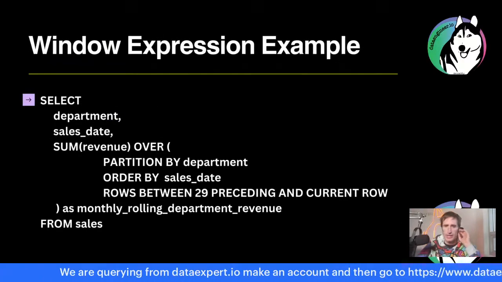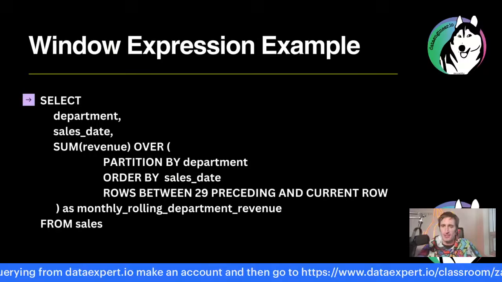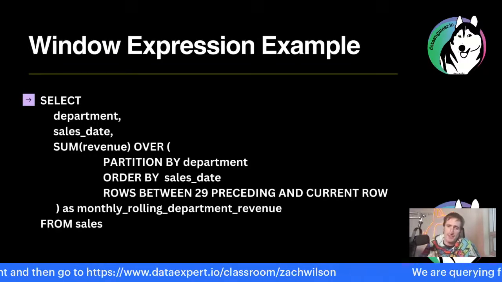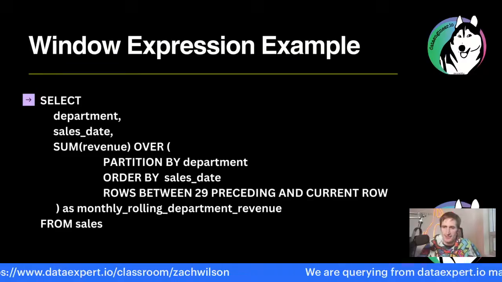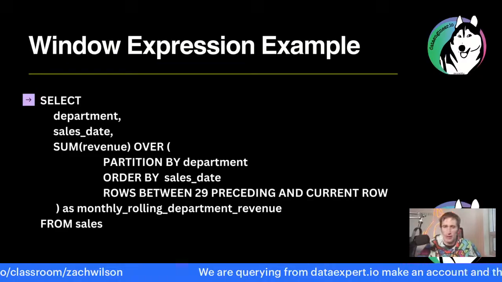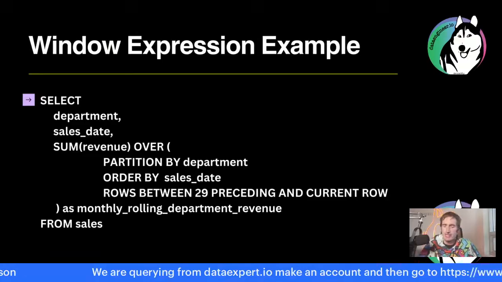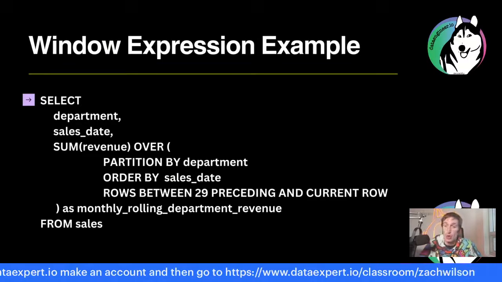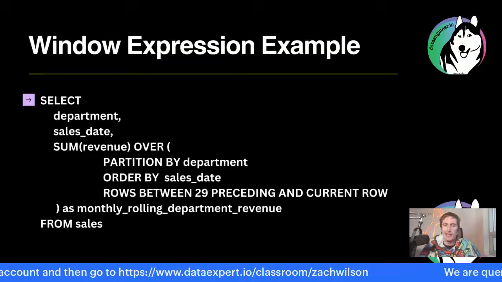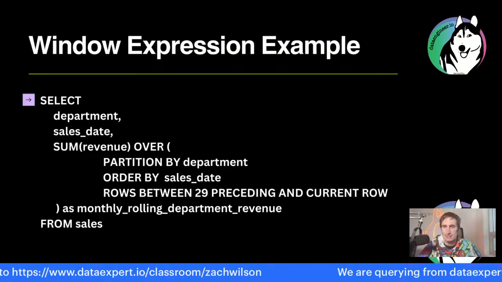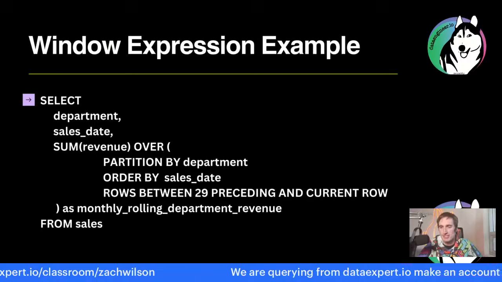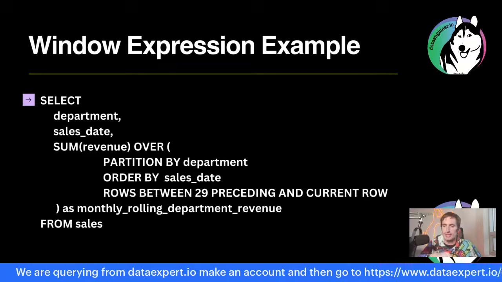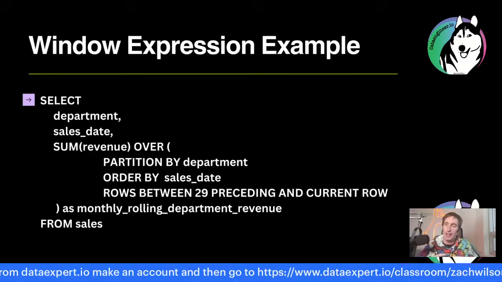So, window expression example. I'm just going to give a very specific example. This is going back to where we are going to use every single part: partition by, order by, rows. In this query, we're doing sum, so this is going to be a rolling sum. The tip-off that it's a rolling sum is that you see rows between 29 preceding and current row. That means you're going to have 30 rows: the 29 rows before and the current row.